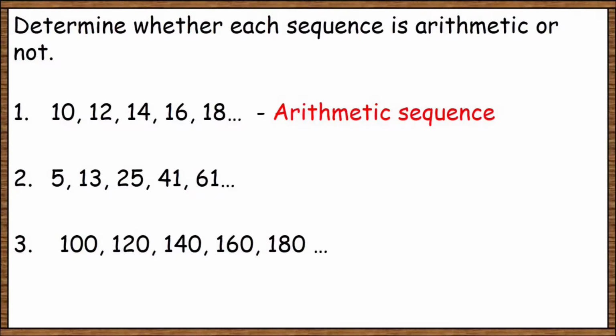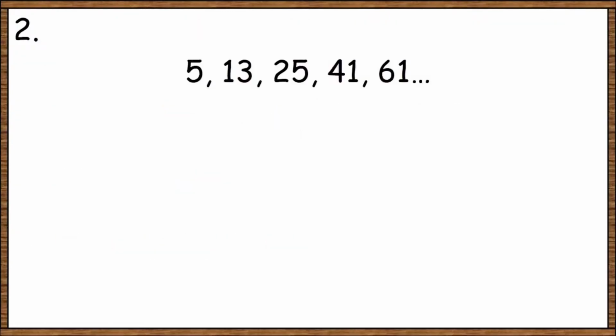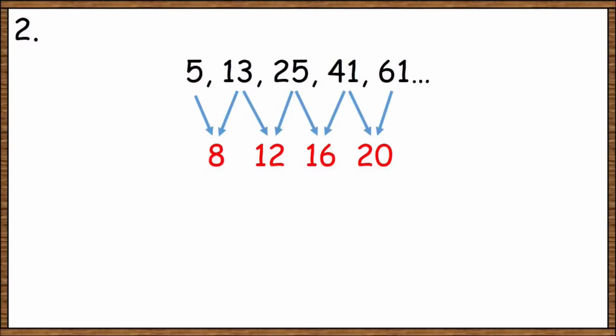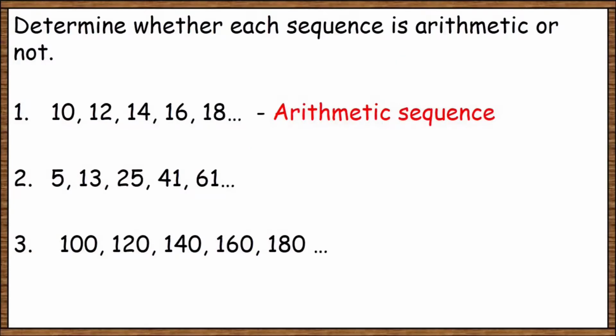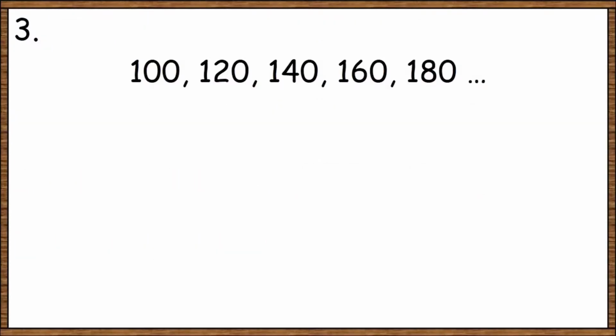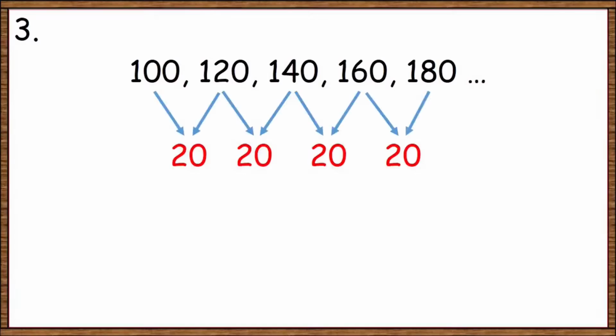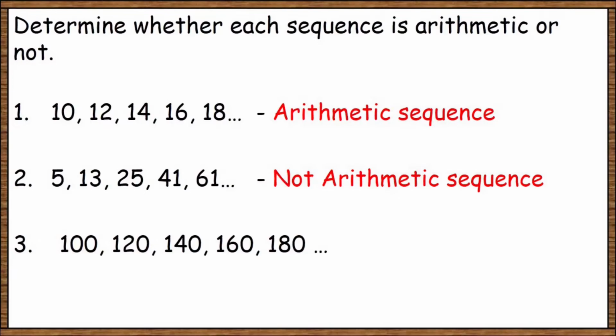Subukan naman natin ang pangalawang sequence. Sequence number 2, 5, 13, 25, 41, 61, and so on. Iba't iba ang difference ng sequence 2. Kaya wala itong common difference. So sequence number 2 is not an arithmetic sequence. Sequence number 3, 100, 120, 140, 160, 180, and so on. 20 ang common difference ng sequence number 3, kaya masasabi natin na ito ay isang arithmetic sequence.